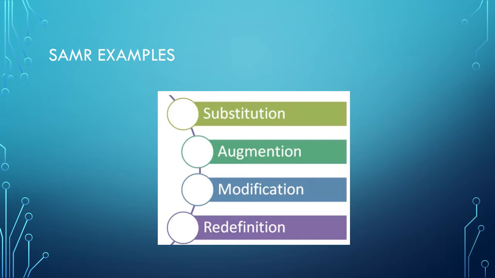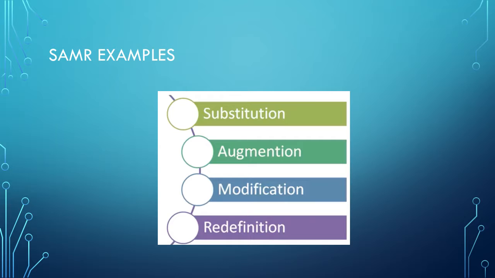SAMR stands for substitution, augmentation, modification, and redefinition. Substitution is when the use of computer technology can perform the same tasks as was performed before the use of computers. The technology is acting like a substitute, and there is no functional change in the classroom. For example, you can take a Google Forms test instead of the traditional pen and paper test.